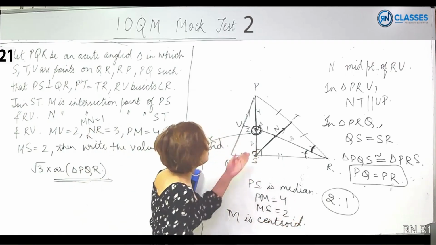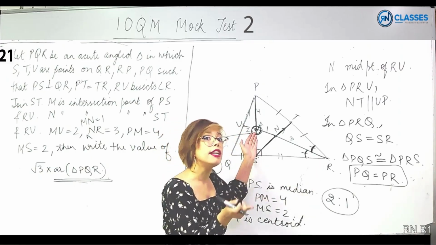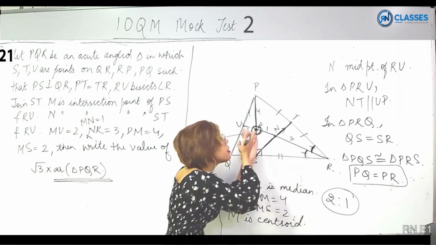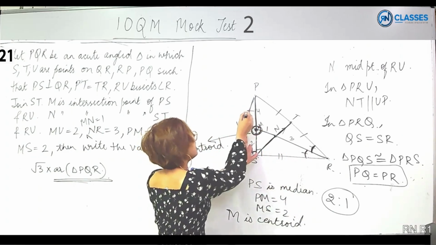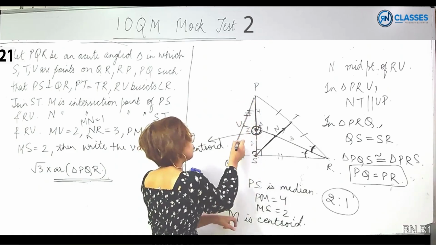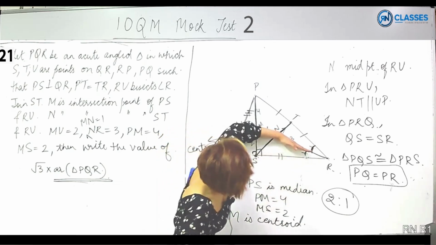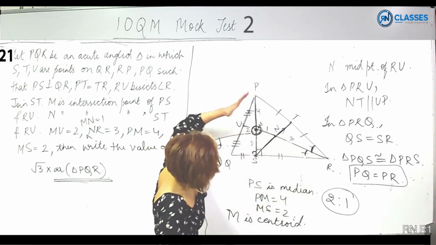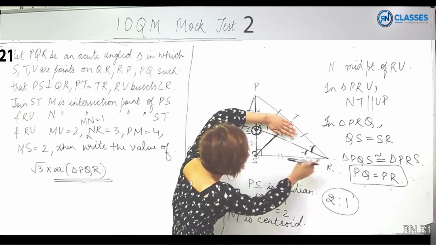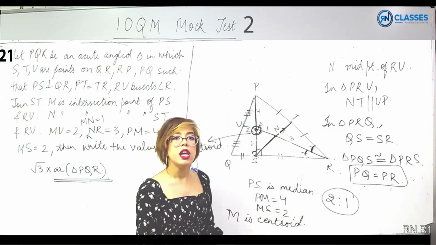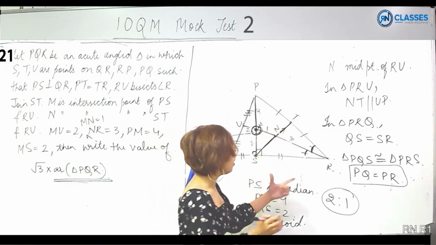Now, in the triangle, if M is the centroid, that means RU is not only the angle bisector, it is also the median because it is passing through the centroid. Now, if RU is the median, that means I have established that this length PU is equal to UQ. Again, this angle is equal to this angle. This is the common side. Can I say that triangle PRU is congruent to triangle QRU? Right? If those two triangles are congruent, that means PR is equal to QR.